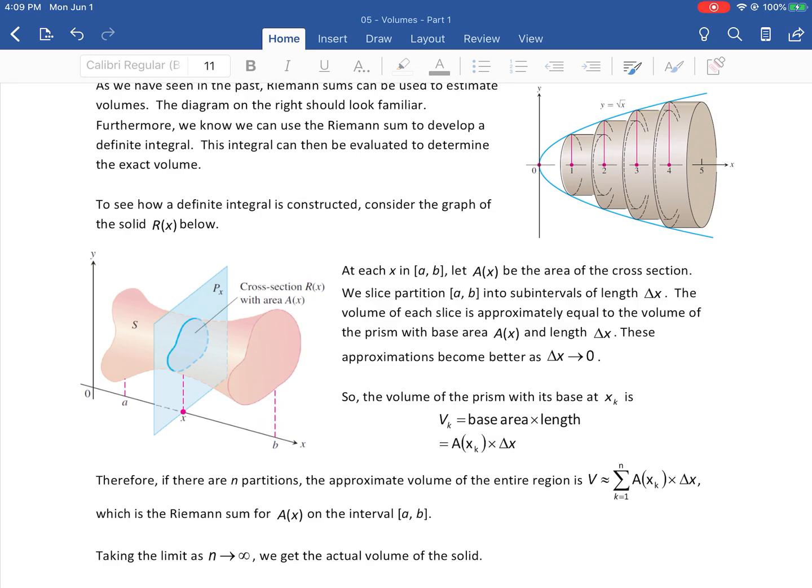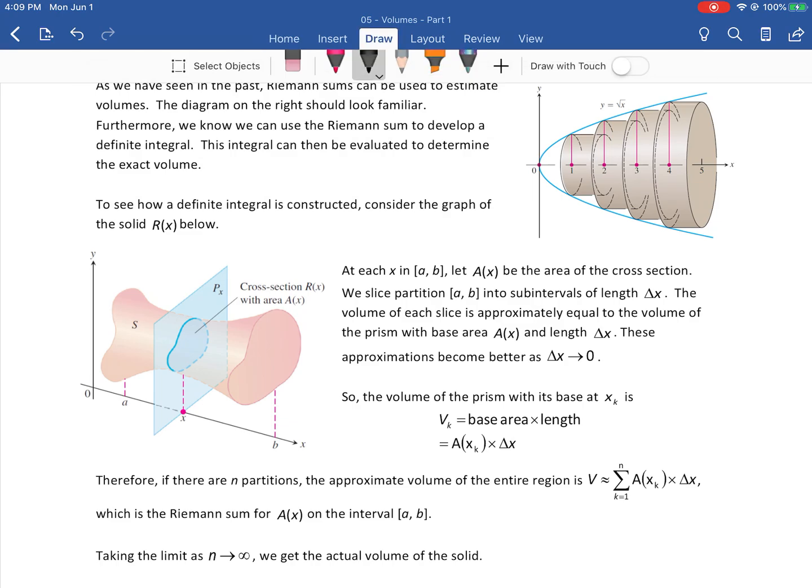Now to see how this definite integral could be constructed, consider the graph of the solid below. So instead of that one, think about this pink picture down here. And if you can find a function for the area, the area that they're talking about is the area of this little shape right there. If you can find a function that describes that area as you go along, I'm not saying that's going to be easy all the time. No. What I'm saying is if you can find a function, then each of those little partitions, those areas, has a width.